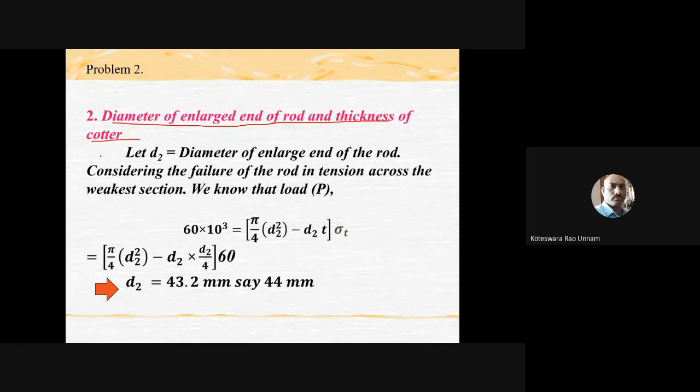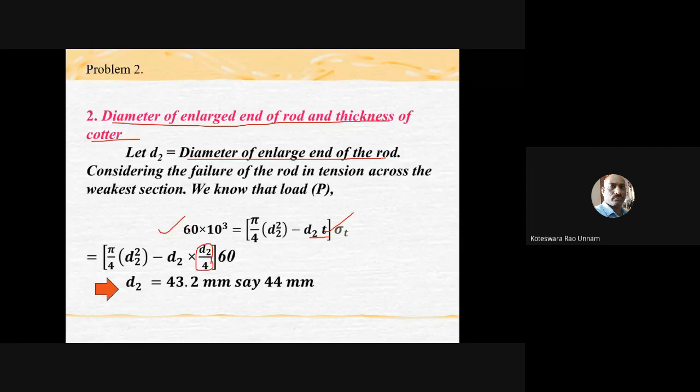Just what we do is we'll assume an empirical relation between D2 and T. So this is the equation we need to consider. In that, D2 is the diameter of the enlarged end of the rod, or you can say the inside diameter of the sleeve. Both are the same. Therefore here we'll take T as D2 by 4. That's what I showed here. E will be taken as D2 by 4.